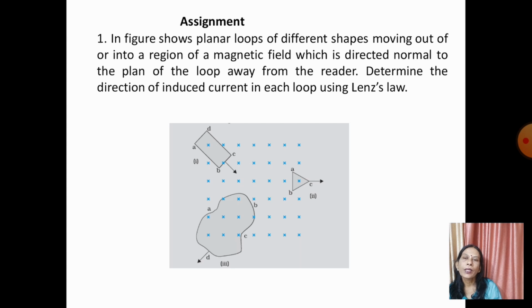So here, if the flux is increasing, meaning if the coil is moving inside the magnetic field, the direction of current will be in the counterclockwise or anti-clockwise direction. If the flux is reducing, then it will be in the clockwise direction. You have to use this concept for answering such types of questions.